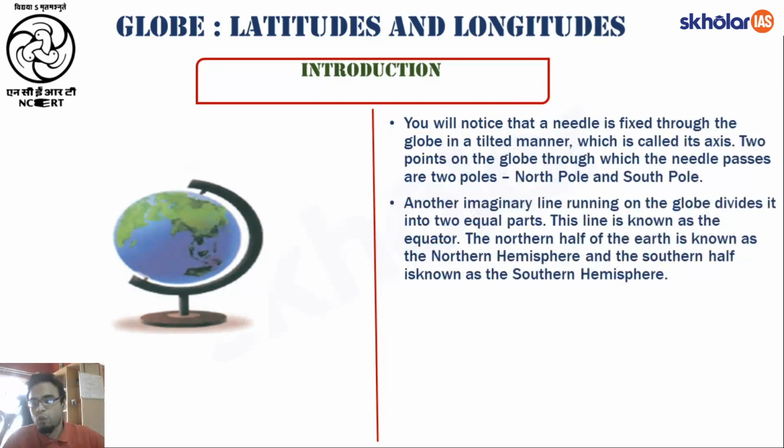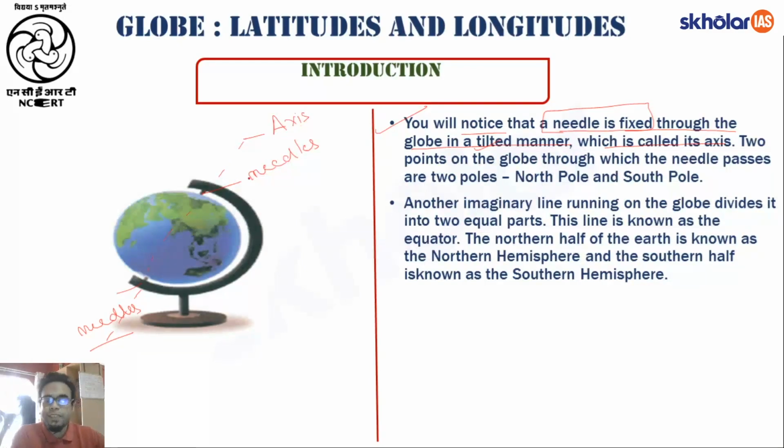Now, if I have to talk about the globe, what is the first point here? You will notice that a needle is fixed through the globe in a tilted manner. These are the needles. You will notice that a needle is fixed through the globe in a tilted manner, which is called its axis. So this line that you see here is called the axis.